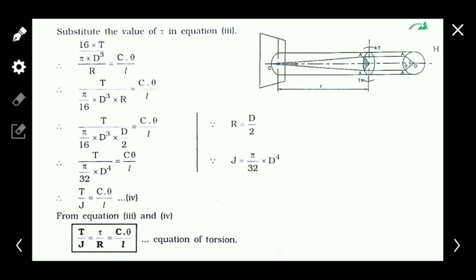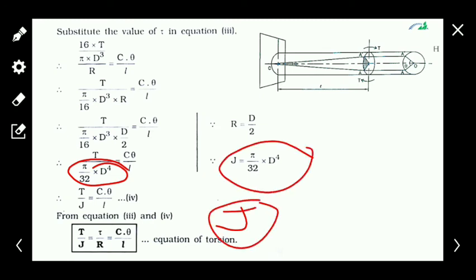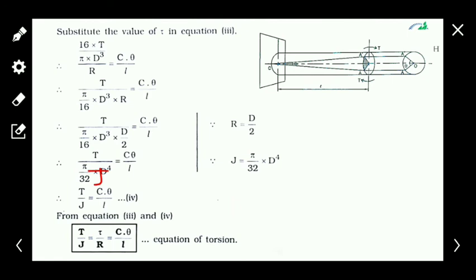Now we rearrange the equation. So T upon pi by 16 d raised to 3 equals C theta upon L into r, and r is converted into the diameter, so it is d by 2. So d raised to 4, and multiplying 16 and 2 gives 32, so T upon pi by 32 into d raised to 4, and this is the value of the polar moment of inertia, pi by 32 into d raised to 4. The polar moment of inertia is defined by J, so instead of pi by 32 into d raised to 4 we write J, so T upon J equals C theta upon L.